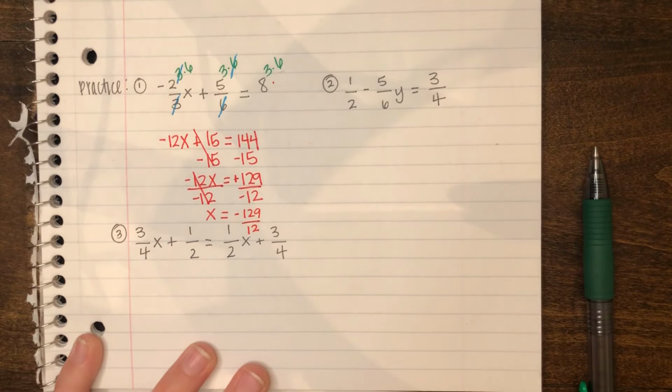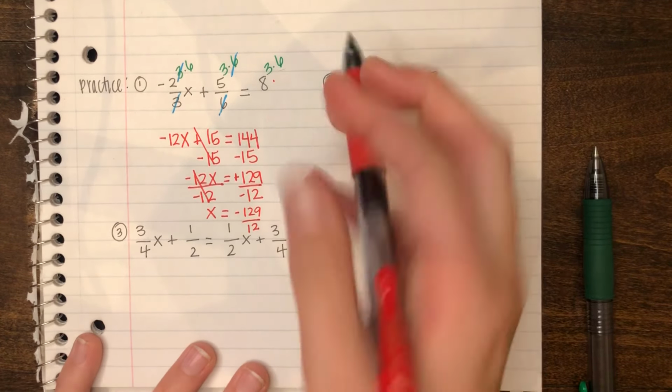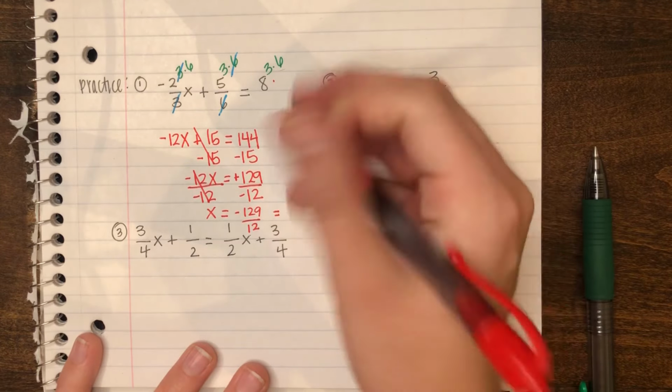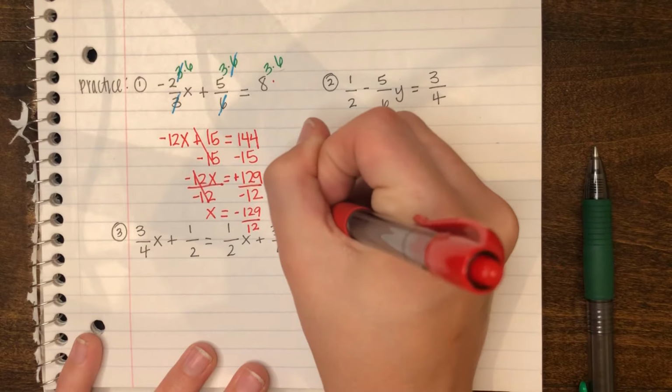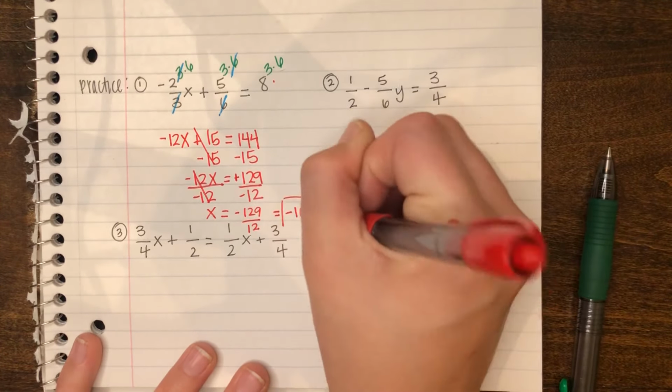Sorry, I ran into the next practice problem. So while that looks like an intense fraction, we can easily see that 120 divided by 12 would be 10. So I know I have 10 wholes, and then 9 over 12 would reduce to 3/4. So negative 10 and 3/4 is x's value.